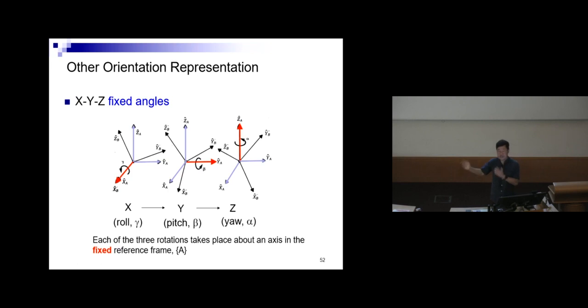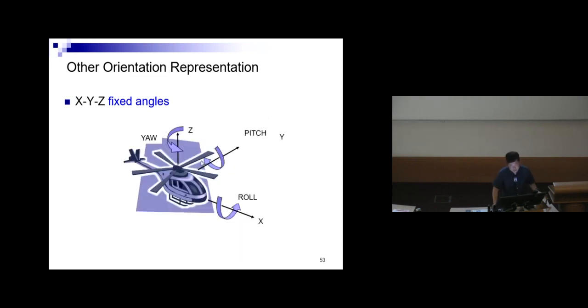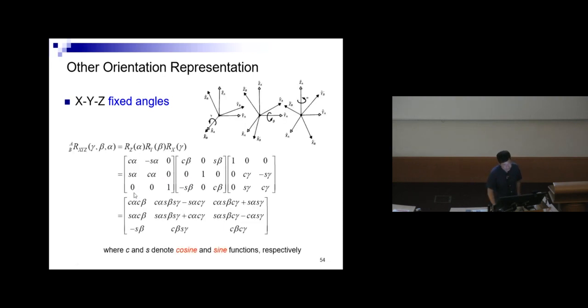You have one rotation after another. Each of the 3 rotations takes place about an axis in the fixed reference frame A. So A has no change, and B is changing. We are getting back to the frame transformation, so this is essentially consistent. Roll, pitch, yaw is a term that started with the aerospace industry. Roll is along the axis, the nose moving up and down is the pitch, and swinging left and right is the yaw.